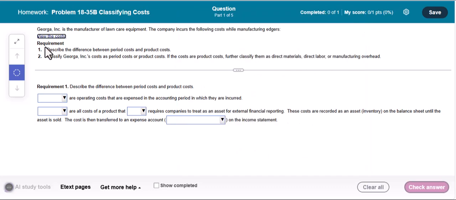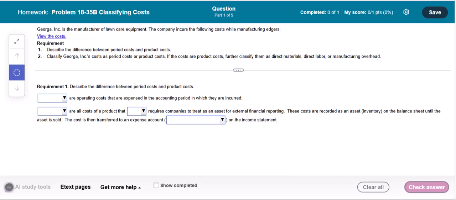So requirement 1, describe the difference between period costs and product costs. So that's going to be this first portion here. And in the second part, we are going to classify Georgia Inc.'s costs as period costs or product costs. If the costs are product costs, further classify them as direct materials, direct labor, or manufacturing overhead.